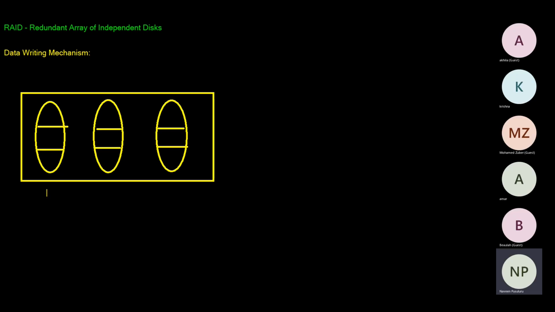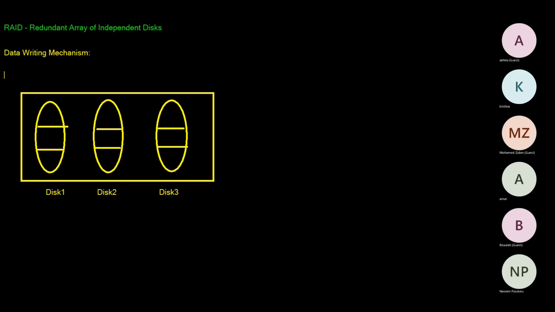So this is disk one, this is disk two, this is disk three. I have 3 hard disks. These are the blocks inside my hard disk: block one, block two, block three, like that. Same here on disk two, I'll have different blocks.